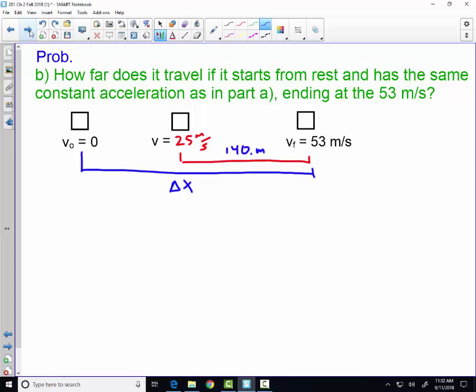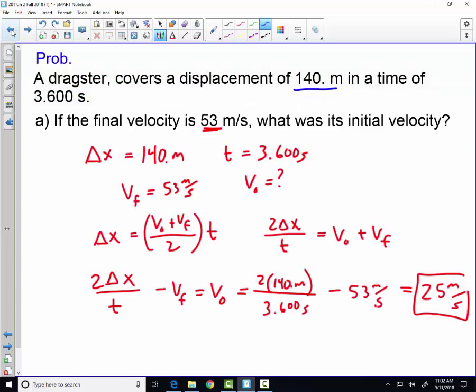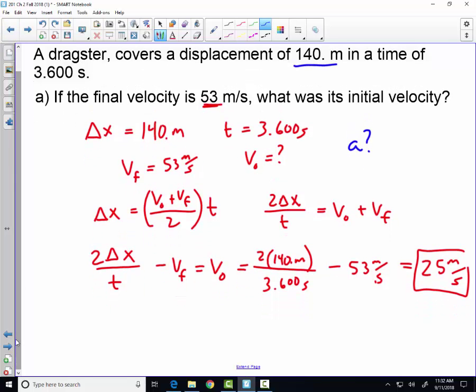What we want to know now is the total length from rest, okay? But here's our clue. It has the same constant acceleration as in part A. So that means we got to go back to part A, and we need to find our acceleration. Now we've got plenty of information to do that. So let me just slide this down just a little bit and see if I can do that from here. So we can take any of the three quantities that we have.